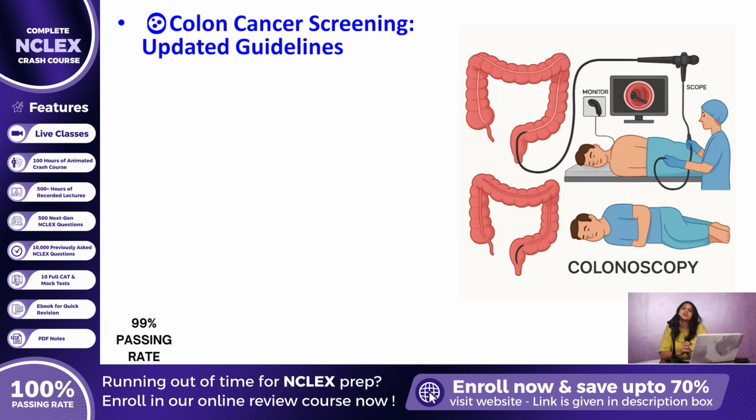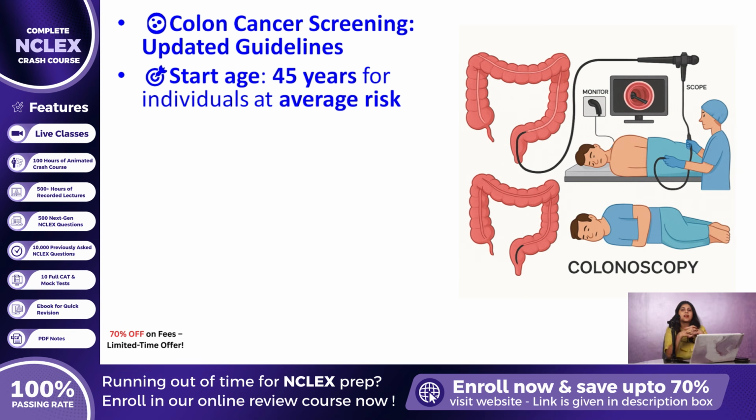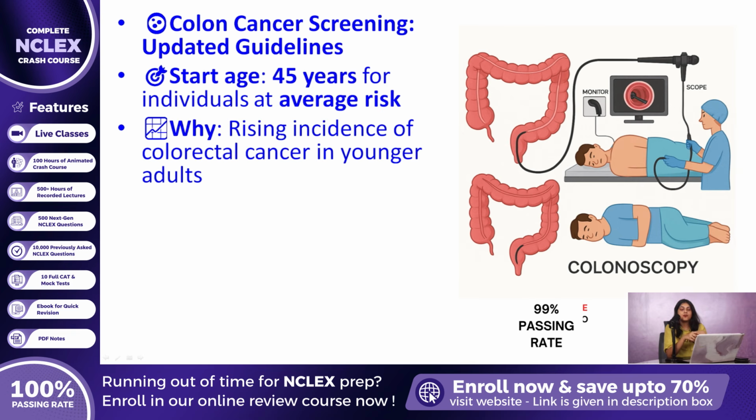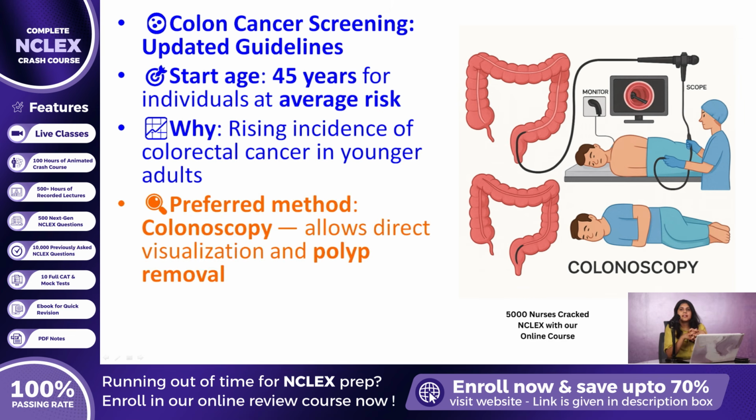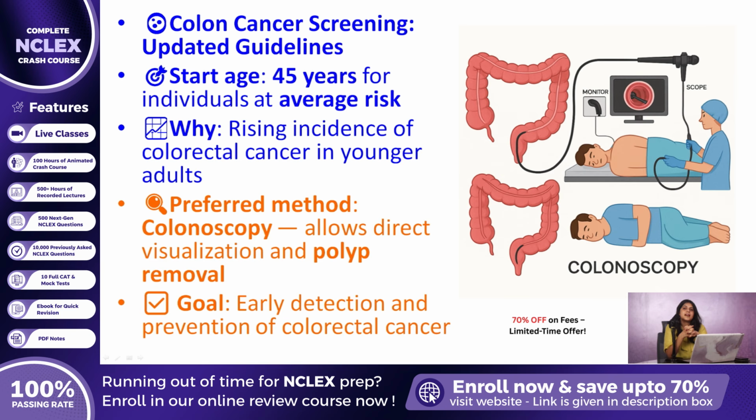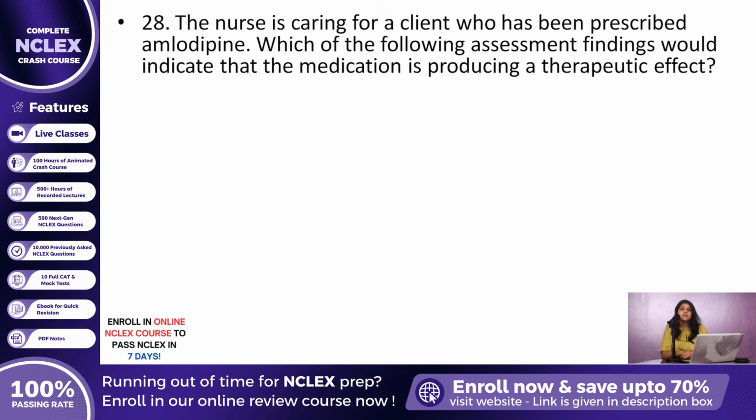It is recommended that colon cancer screening with a colonoscopy should begin at age 45. Let us explore why this is the most accurate and up-to-date choice. The American Cancer Society recommends that individuals at average risk begin regular colorectal cancer screening at age 45, due to the increasing incidence of colorectal cancers in younger adults. Colonoscopy is considered the most comprehensive method because it not only allows direct visualization, but also enables polyp removal during the same procedure. Next, question number 28 tests your understanding of medication evaluation in cardiovascular care.